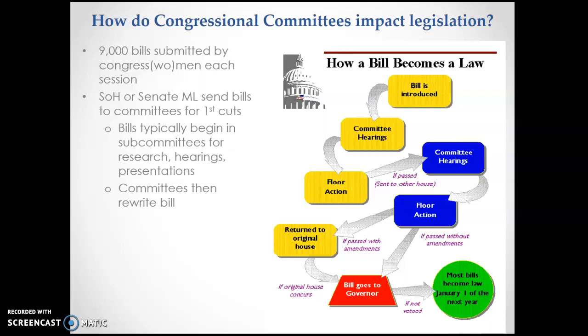And if the committee votes, a majority of the members of the committee vote, says we like this bill, we want to send it forward. It goes to the floor of either the Senate or the House for a vote. If the majority do not like it, then the bill is dead in committee.